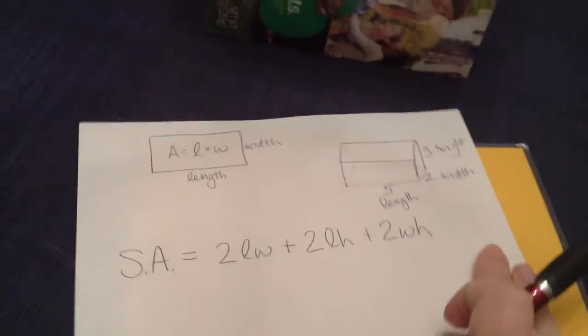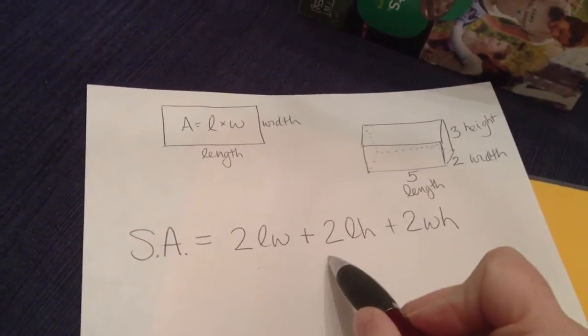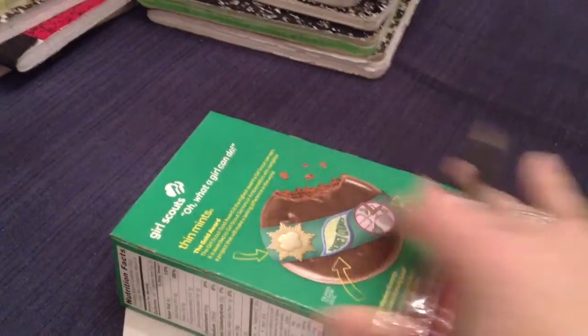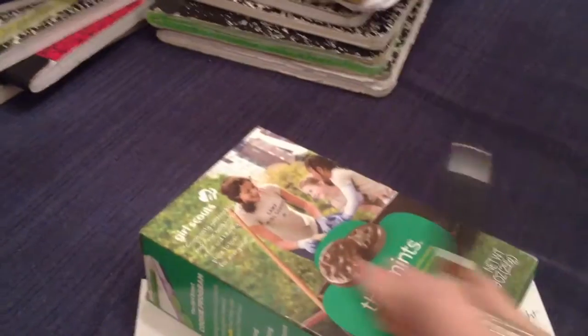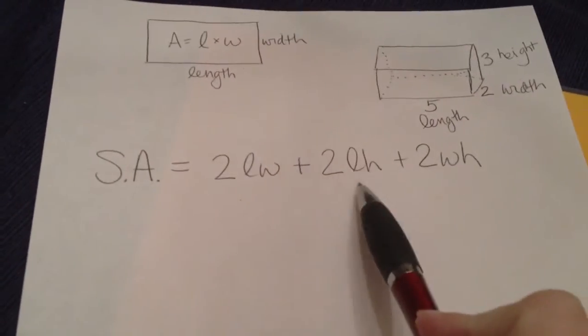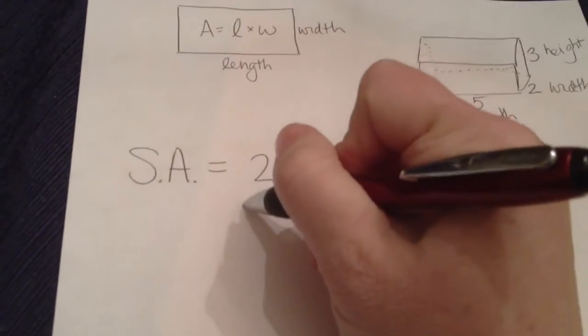Okay, so what we're going to do is go ahead and plug in our numbers. And we're multiplying by 2 because a rectangular prism has 6 sides, and if you notice, the opposite sides are the same exact area. This front and the back are the same, the top and the bottom are the same, and the 2 sides are the same. So that's why each side that we find the area for, we're going to multiply by 2.